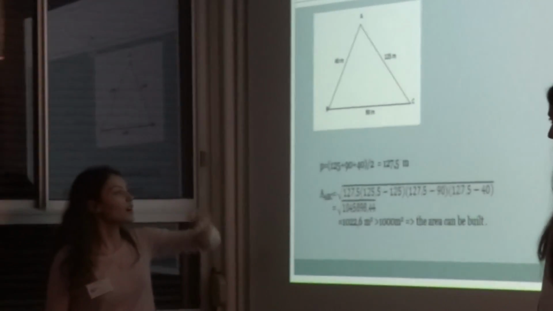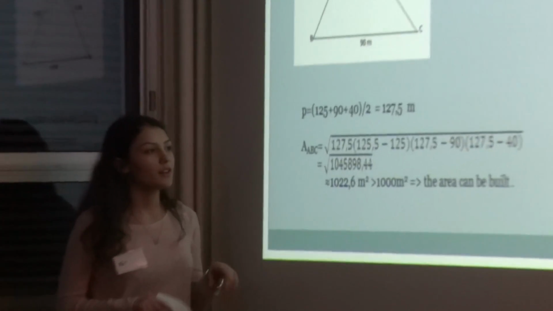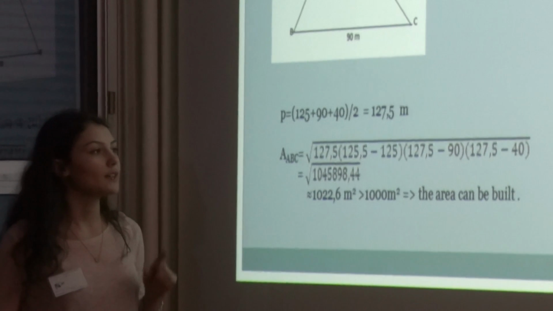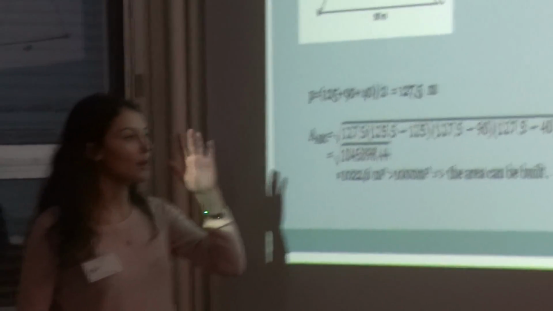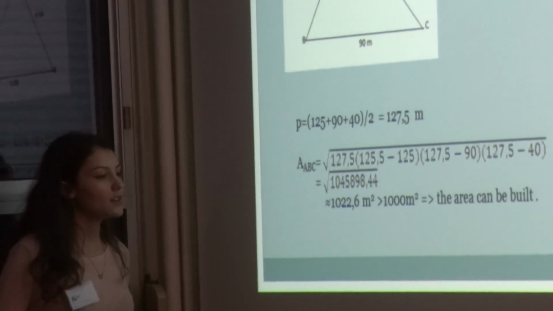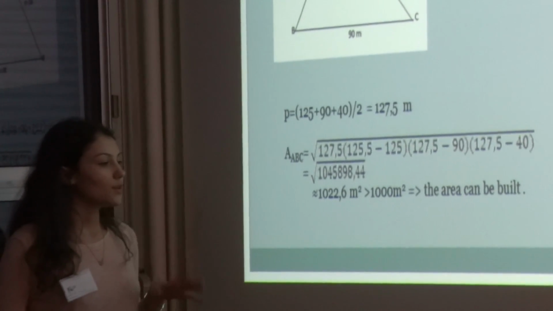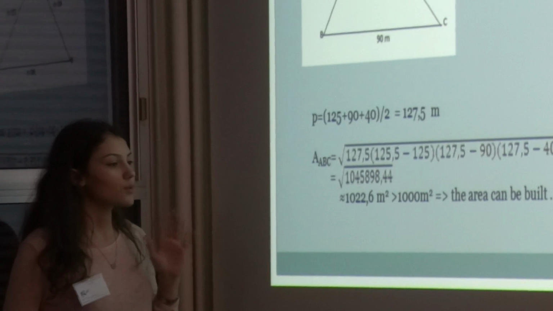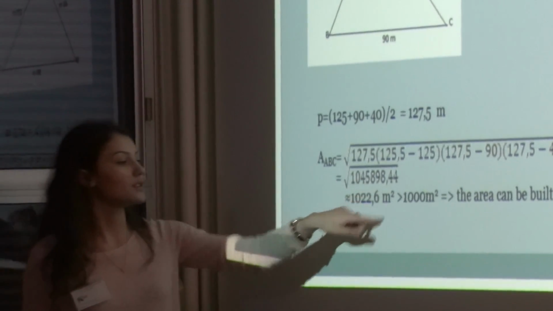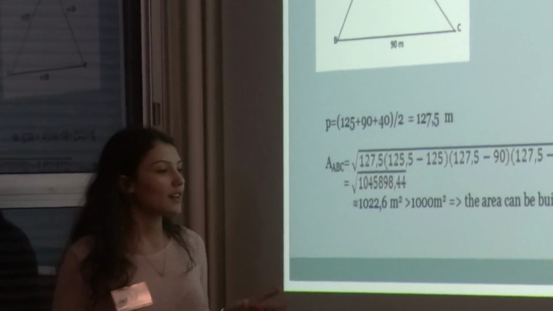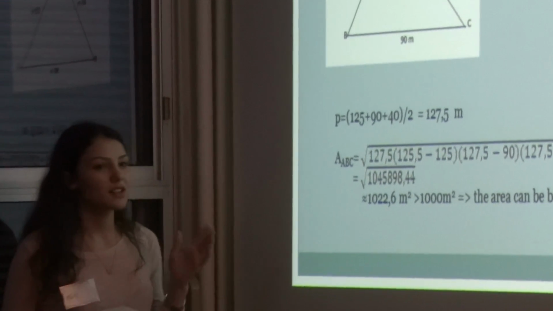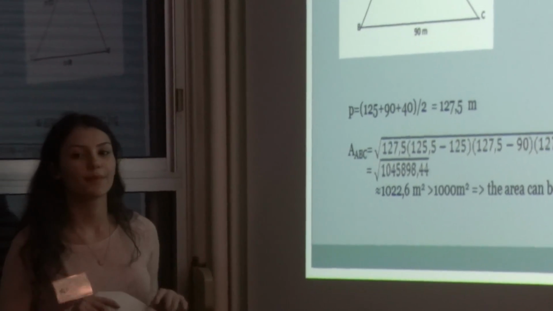For our triangle, the semi-perimeter equals 127.5 meters, and the area is more or less 1022.6 square meters, and this is bigger than 1000. And the result: the area can be built.